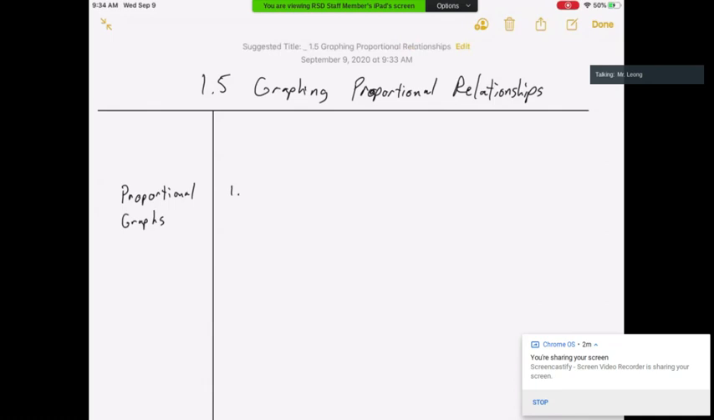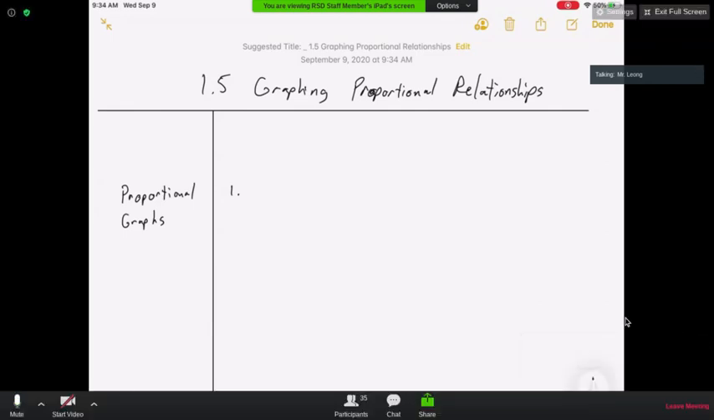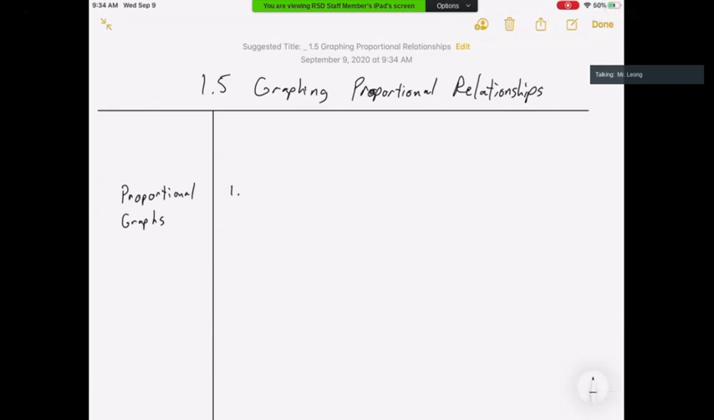There are two main things. There are two factors, and it has to satisfy both for it to work. Number one, a proportional graph has a straight line. Make sure you guys are writing this down. A proportional graph will have a straight line. It'll look like a straight line. Number two, it goes through the origin.